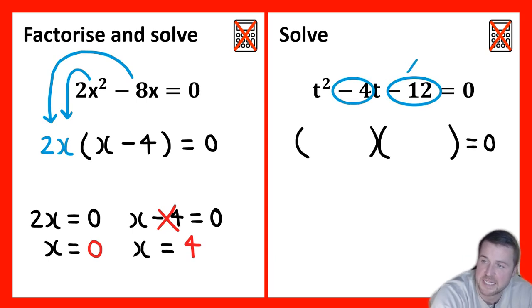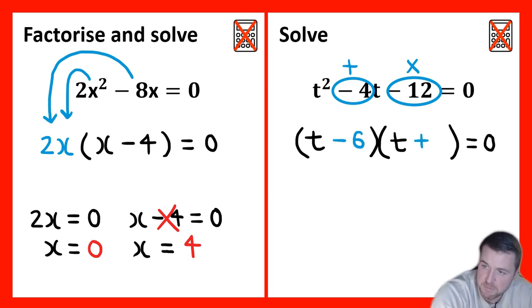Quadratics in this form will typically factorise into double brackets, where I'm looking for numbers that multiply to give me negative 12 and add to give me negative 4. Those factors of negative 12 that add to give me negative 4 will be negative 6 and positive 2.